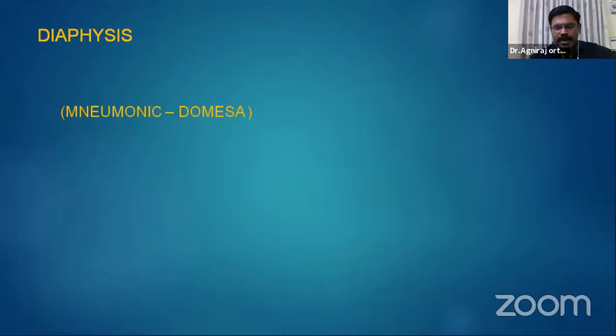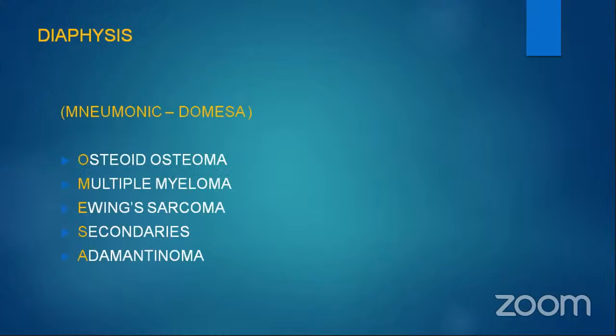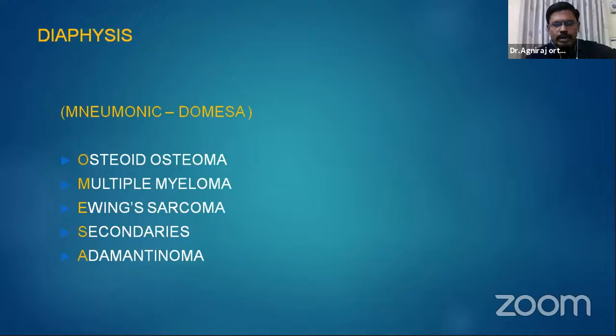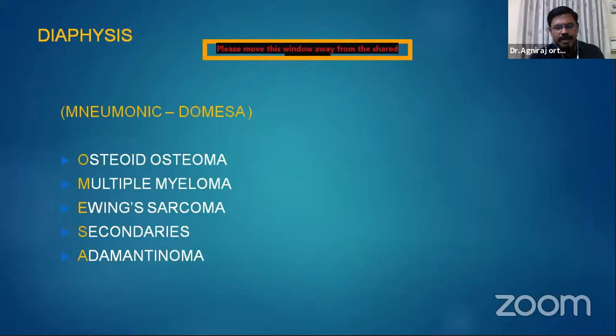And what are the tumors arising from diaphysis? Okay. The mnemonic is DOMESA. D stands for diaphysis, O stands for osteoid osteoma, M stands for multiple myeloma, E stands for Ewing sarcoma, S for secondaries, and A for adamantinoma. I'll repeat. It is DOMESA, D for diaphysis, osteoid osteoma, multiple myeloma, Ewing sarcoma, secondaries, and adamantinoma.